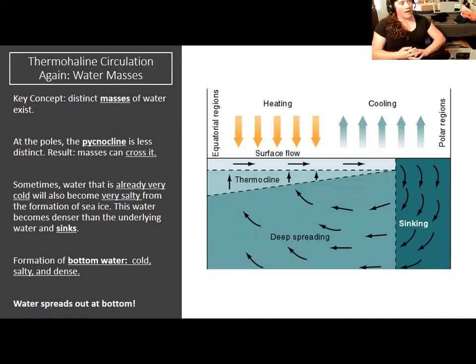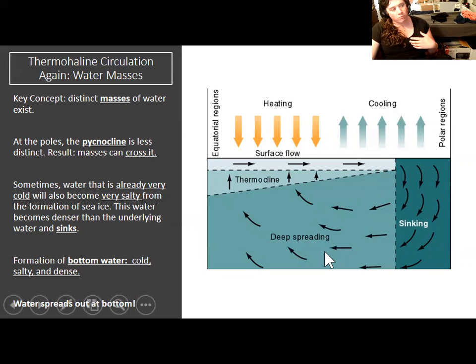And the concept of a water mass involves you thinking of an often moving body of water within the ocean that has a distinct temperature and density. And at the poles, what happens is that one of these distinct masses forms and can cross the pycnocline, can cross the density boundary, because it's not quite as distinct. In Antarctica, the water sinks down to the bottom, and it will then undergo what's called deep spreading.